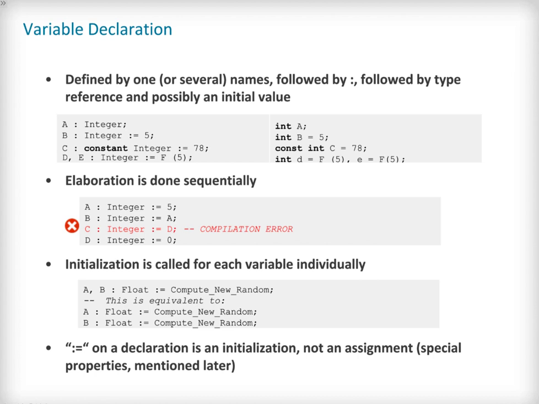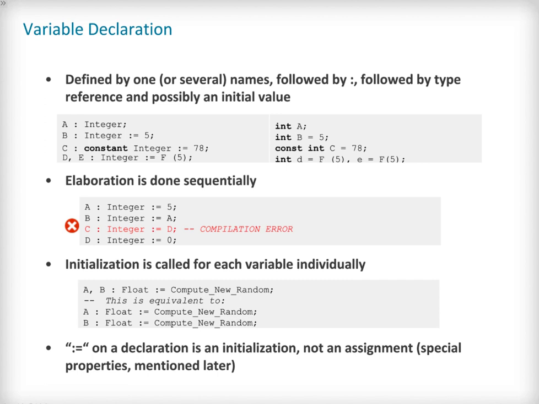To declare a variable in Ada, you will write the name of the variable, followed by a colon, followed by the type. So, if you will, it's the other way around compared to languages such as C, C++, or Java, where the type comes first and then the name.